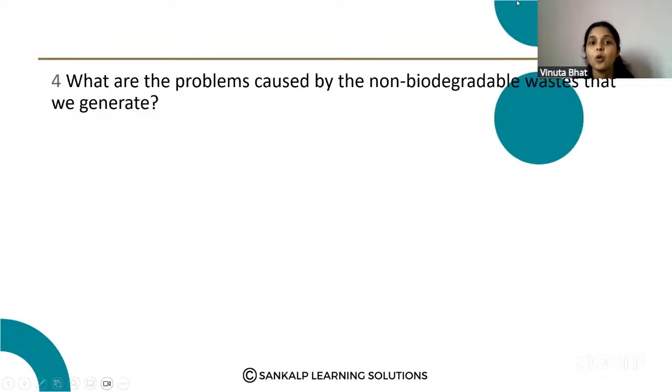Next question. What are the problems caused by the non-biodegradable waste we generate? Some waste that we generate is non-biodegradable, for example, plastic waste. There are no bacteria or fungi able to break down this plastic. So what problems may be caused by this non-biodegradable waste we generate?